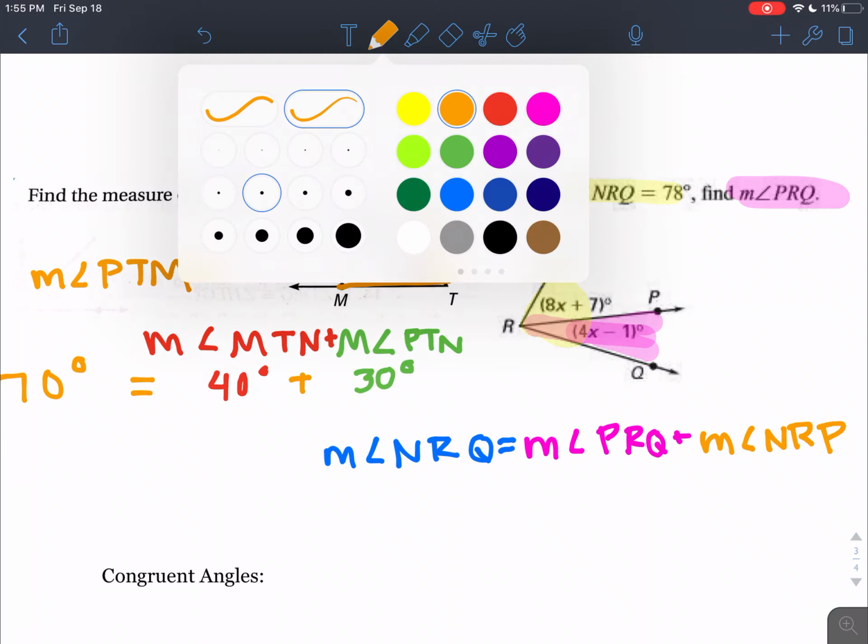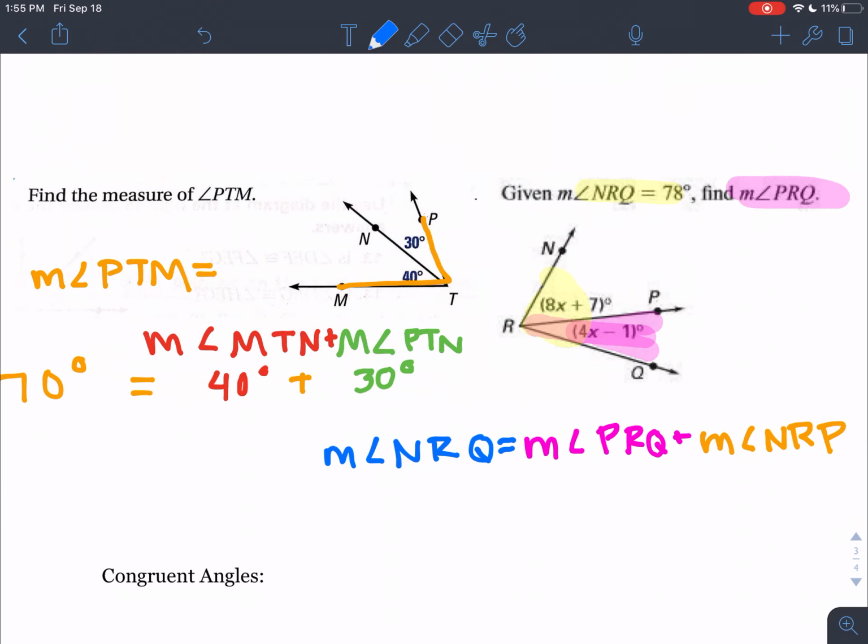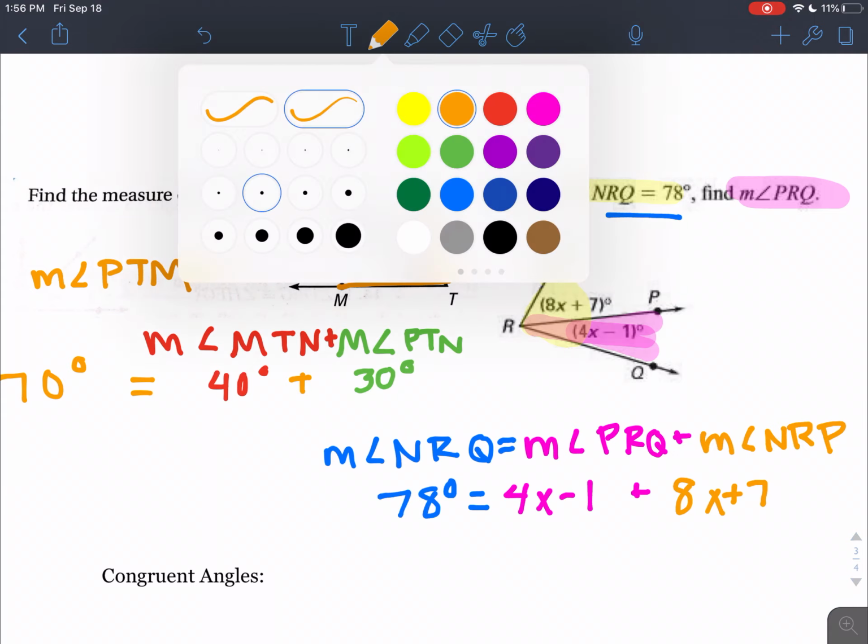Now let's put in the information we know. NRQ is 78 degrees. The measure of angle PRQ, we don't know its exact measure, but we do know that we can call it 4x minus 1 degrees, plus NRP, which is 8x plus 7. This is when we have to use the algebra that we practiced earlier this year.